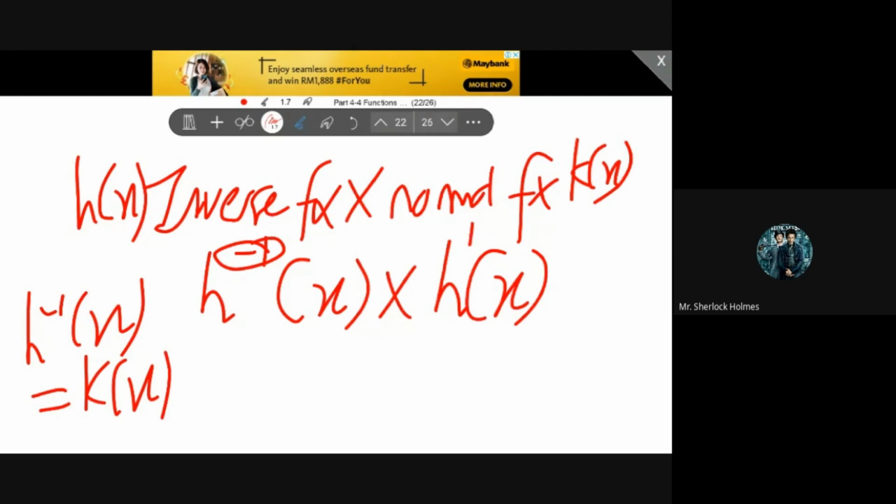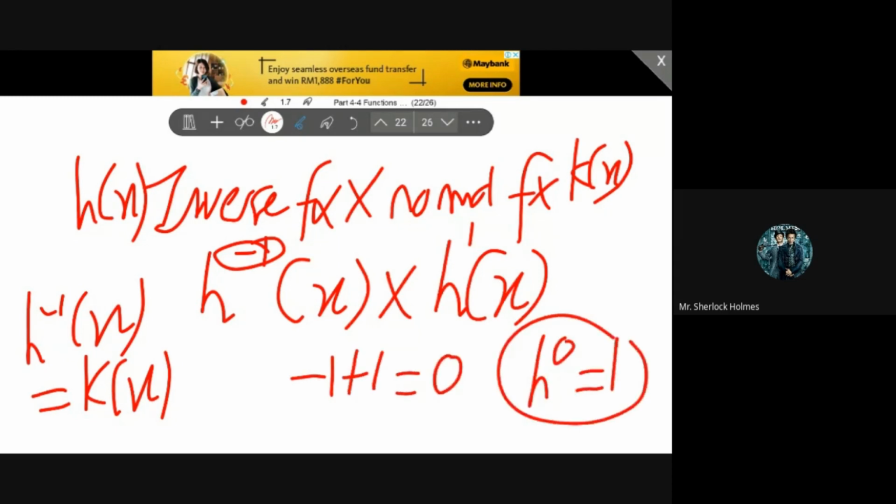So according to your index chapter, -1 plus 1, you get 0, right? So h power 0 is 1. That's why I get x back. 1x. 1x is x. That's how I prove to you. That's what's happening over here. You get back the object. You get back the object from the composite function. You get back the x. You won't get another variable or anything. Because of this, h -1 times h, you get back h power 0.